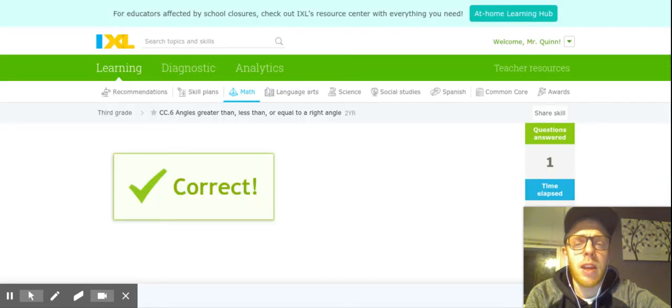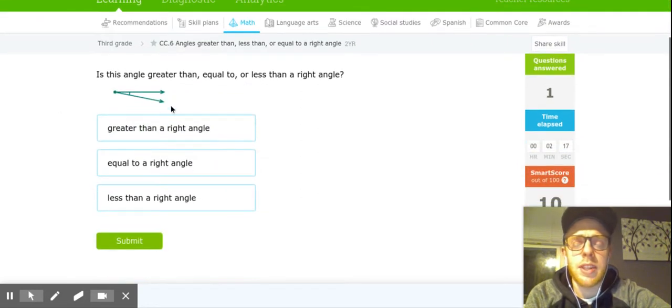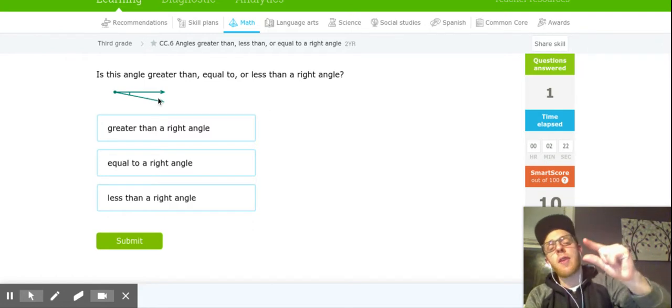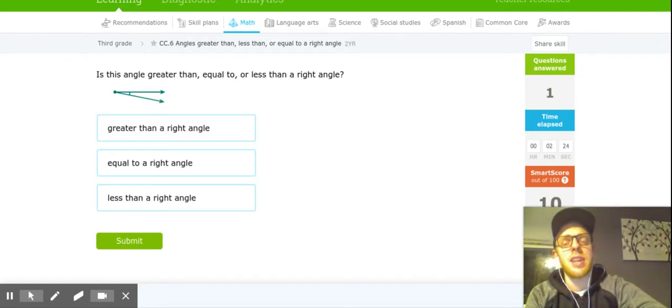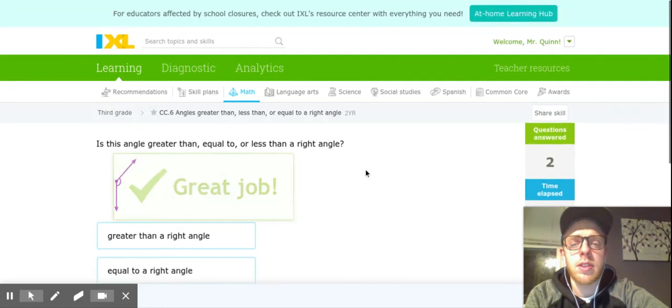And I'll do maybe one or two more. So I can see here that this is going to be smaller, right? The more narrow, the skinnier an angle is getting, it means it is less than a right angle. So I'm going to select that.